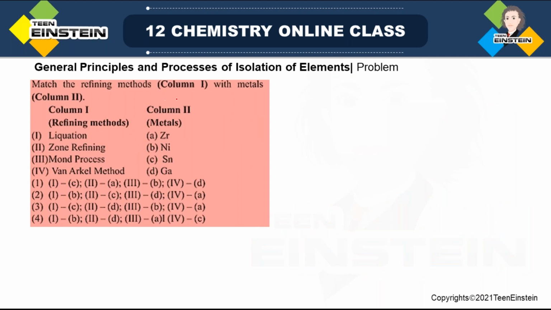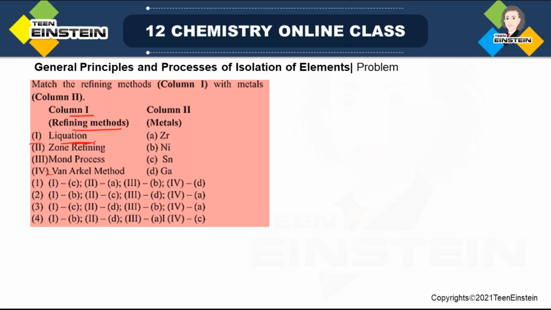Next question, here we have to match the columns. In column 1, we have different refining methods. Refining methods means different purification methods. Remember, 8 methods are total that we have discussed. In column 2, the corresponding method. So basically, you have to match which purification method you will use for these 4 methods. Liquefaction, it is basically used for which method?